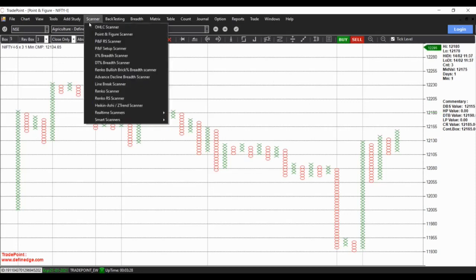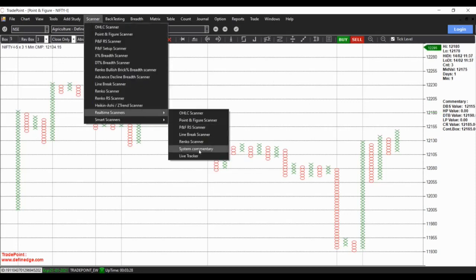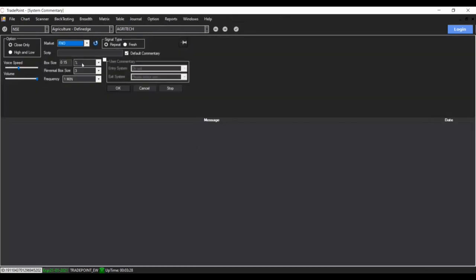So if you go to scanner and real-time system commentary, this is future in option. You have to type symbol here. For example, Nifty. Now I am putting a box value of 5 absolute on 1 minute time frame. You can select a time frame from here. It can be a repeat or a fresh signal. If you select fresh, it will only talk once. For repeat, it will talk after every 1 minute. This is a default commentary.